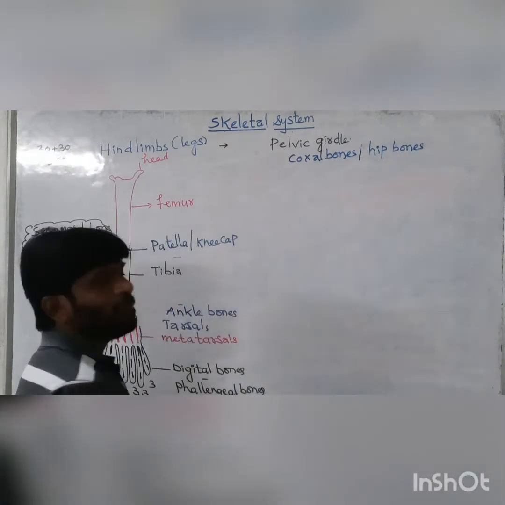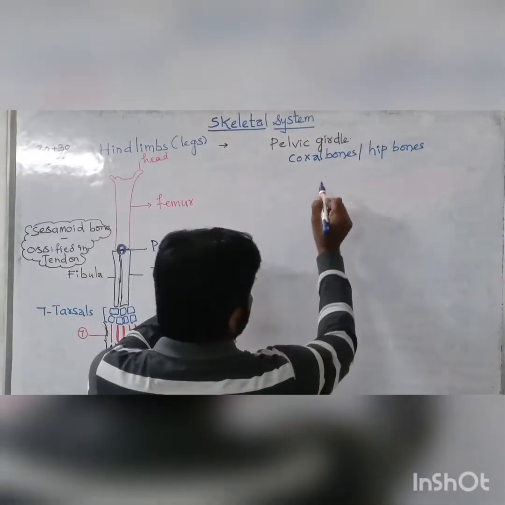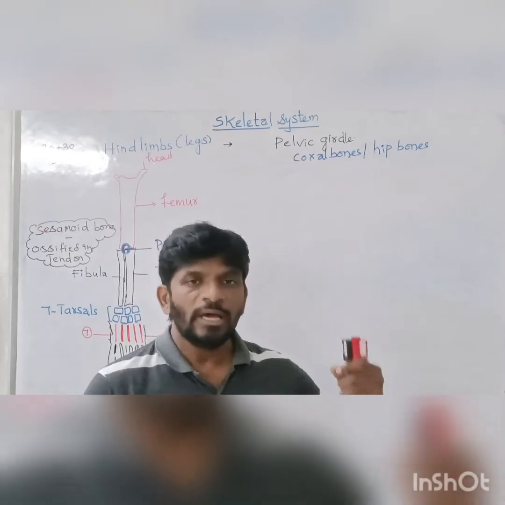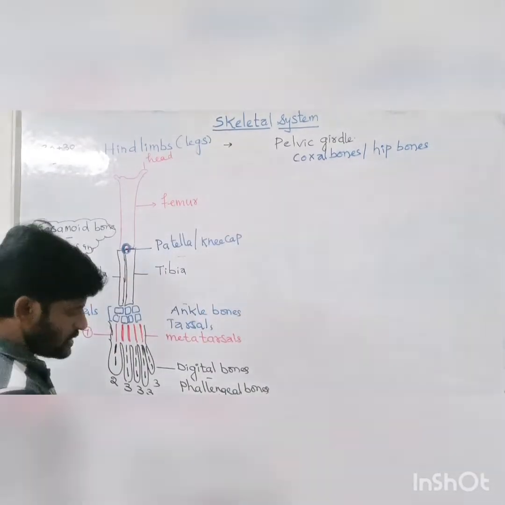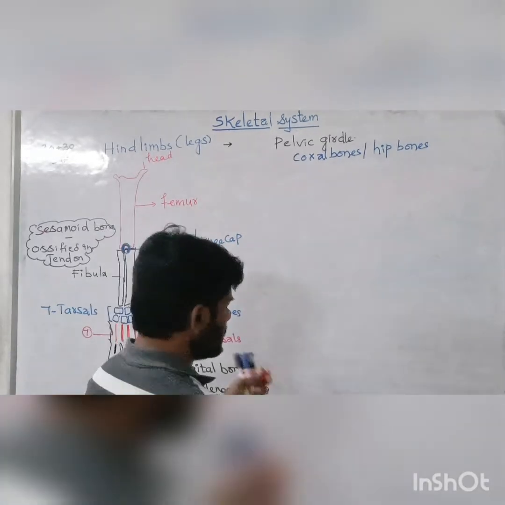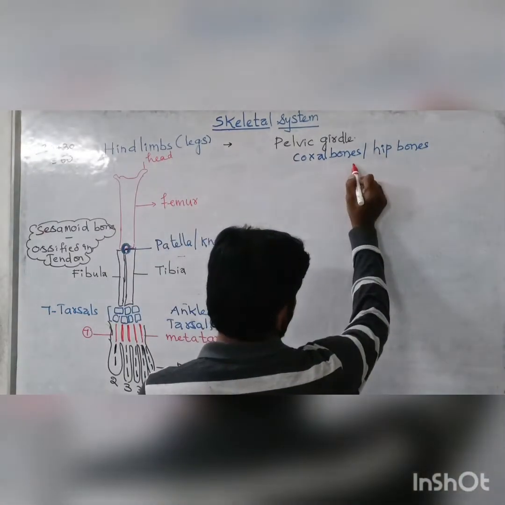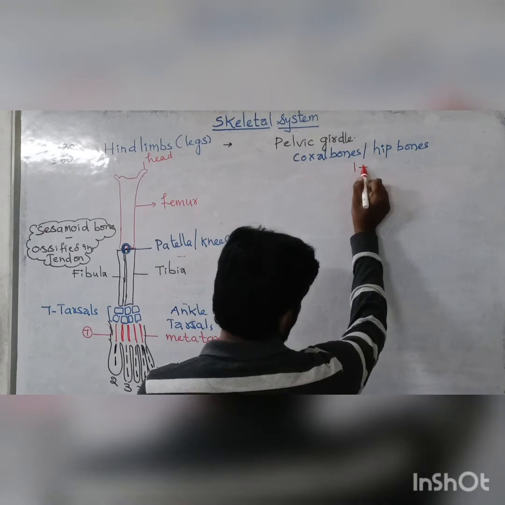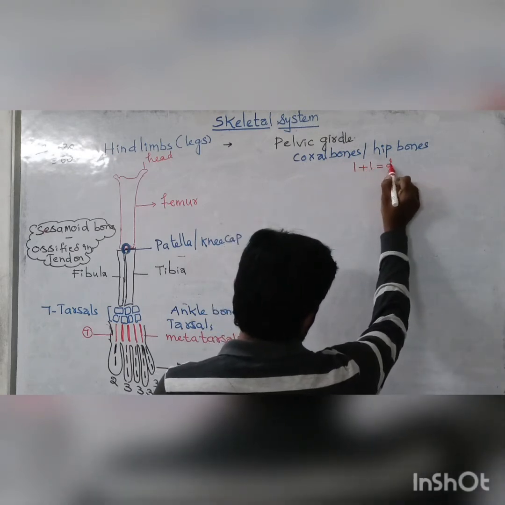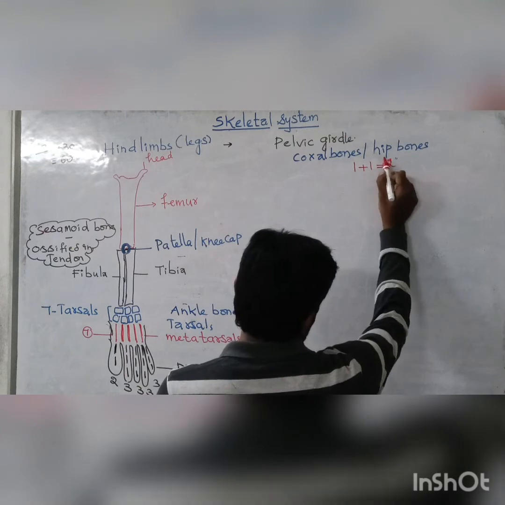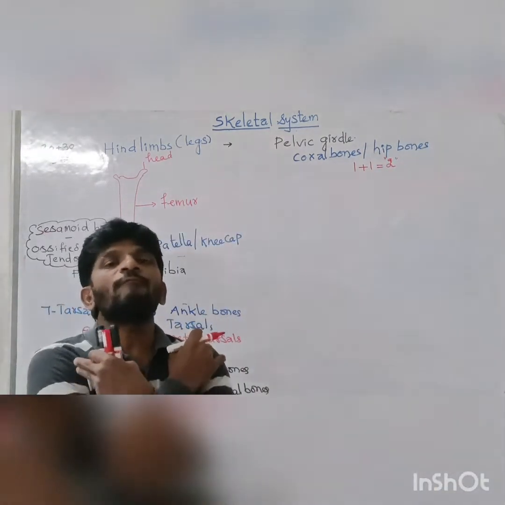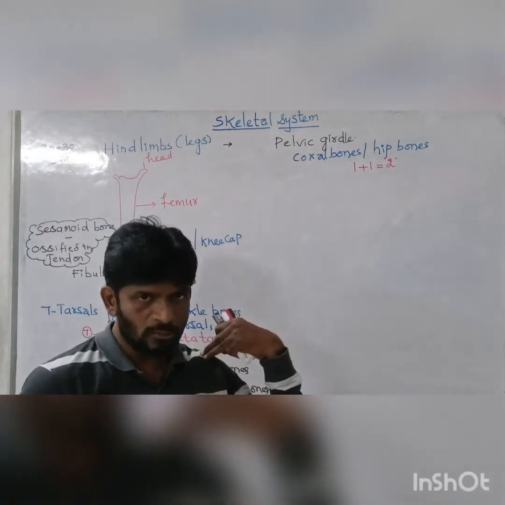Number of bones in the pelvic girdle: coxal bones, one on one side, one on the other side. The hind limbs are supported by the pelvic girdles. Pelvic girdle bones are called coxal bones or hip bones. The number of hip bones is 2, one on one side and one on the other. The number of coxal bones is only 2. Pelvic girdle bones are 2. Pectoral girdle bones are 4. 2 plus 2 is equal to 4.